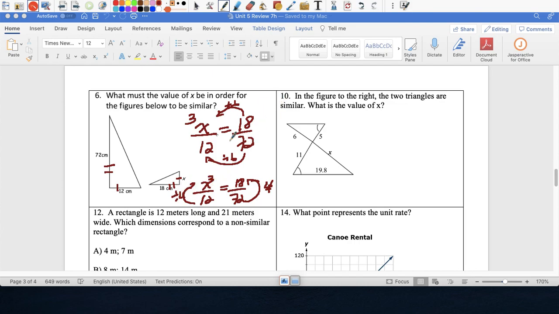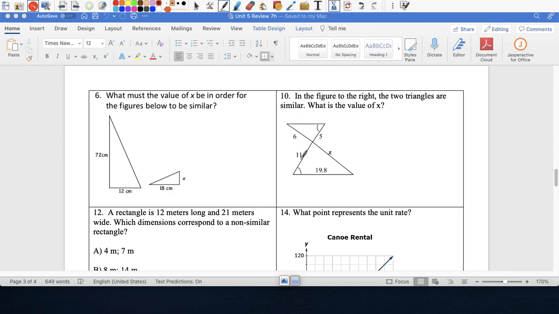Or, if you want, cross multiply: 3 times 72 gives you 72x, times 18 you get 216. Divide by 72, divide by 72, and x equals 3. All the same.